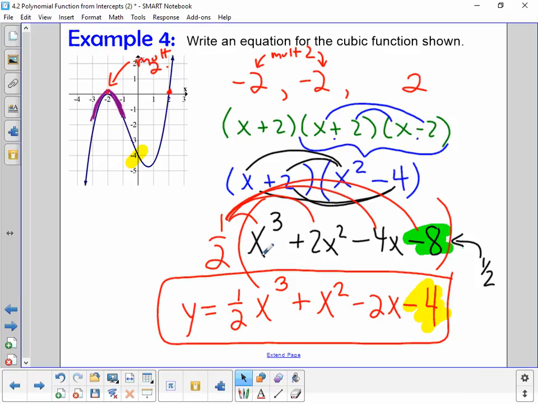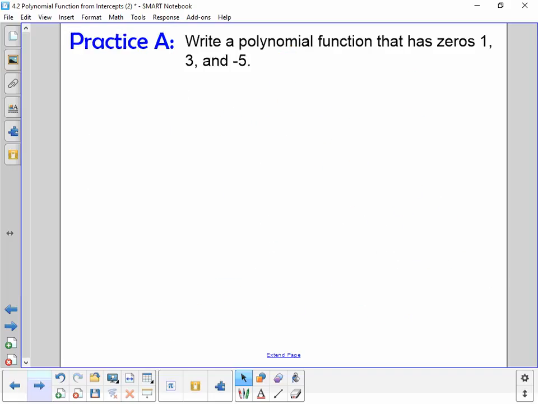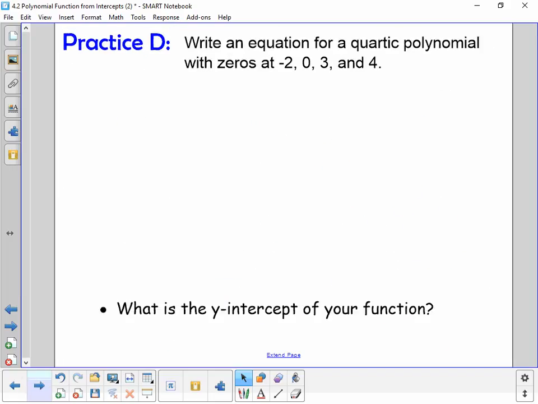So watch out for multiplicities. Make sure if you know the y-intercept or if you have access to the y-intercept that you make that final adjustment. But other than that, it's really just about writing the factors that go with the roots and multiplying it out into standard form. In your notes, there are a couple more practices.